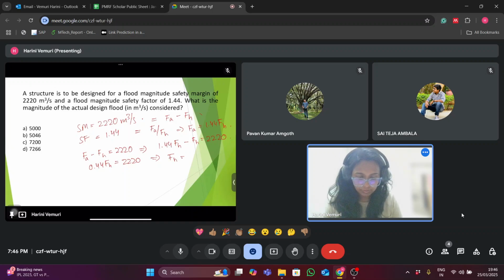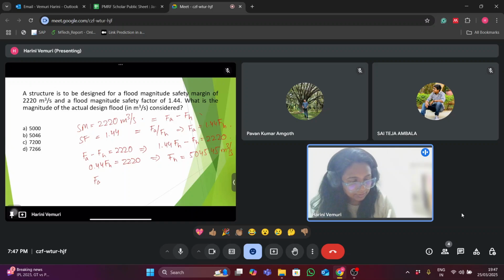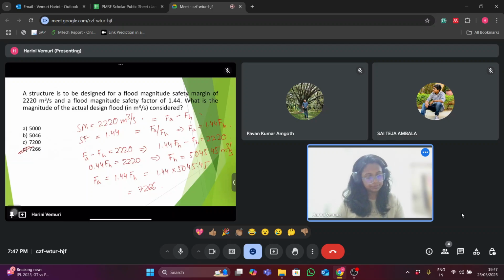So hydraulic design flood, by solving this, we'll get a value of 5045.45 meter cube per second. So actual design flood is equal to 1.44 times the hydraulic. So 1.44 into 5045.45, that is 7266. So that is option D. So obviously, every time the actual flood design will be higher than the hydraulic flood design that we obtain.